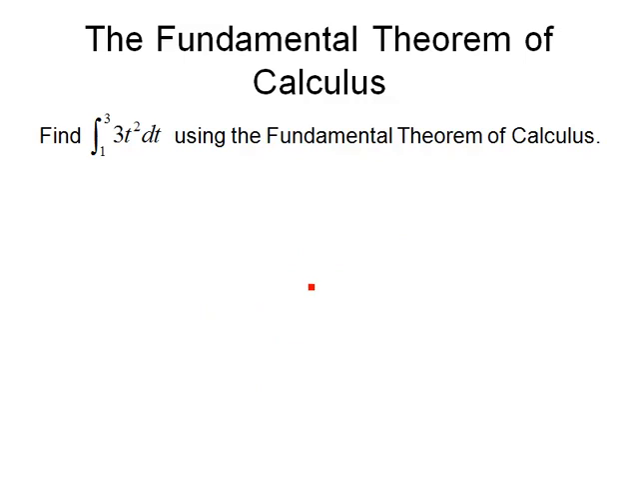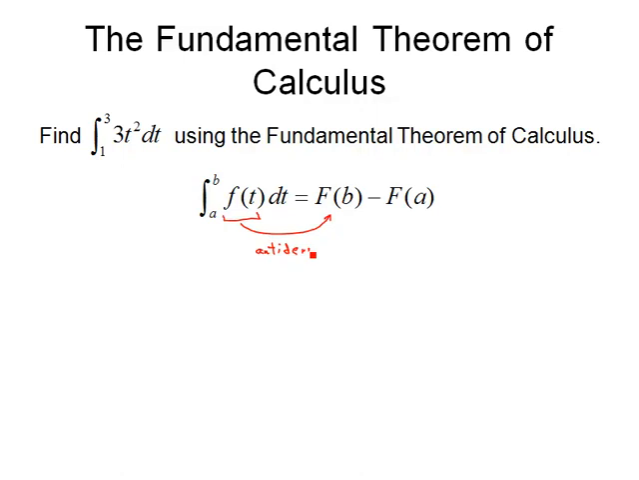So let's go ahead and use this fundamental theorem of calculus to calculate some definite integrals. This says find the definite integral from 1 to 3 of 3t squared dt using the fundamental theorem of calculus. So the fundamental theorem of calculus says that I'm going to be finding the definite integral from a to b of f of t dt, and what I'm going to get is capital F of b minus capital F of a, where capital F is the antiderivative of little f.